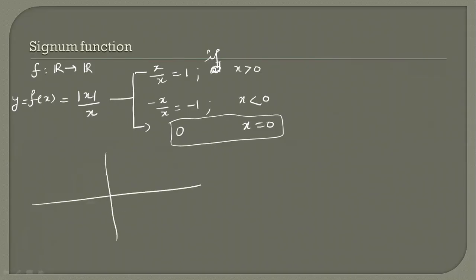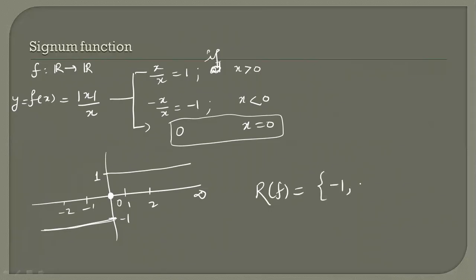then its graph will look like this: for every x greater than 0, you will get y equal to 1. For every negative x value, you will get negative 1. And at x equal to 0, you will get y equal to 0. So this will look like a constant function graph, but here with two constant values. At x equal to 0, I am getting 0 here. So this is the graph of the signum function. If you see the range of this function, you are getting only 3 values: minus 1 for x negative, 0 for x equal to 0, and plus 1 for x positive. So there will be only 3 elements in the range of this function. So this is called the signum function.